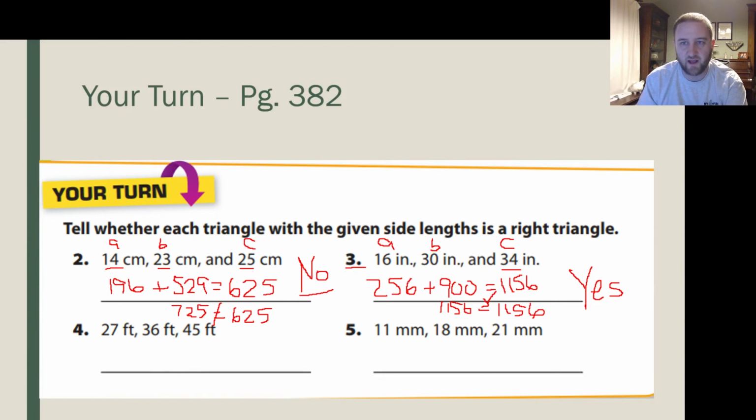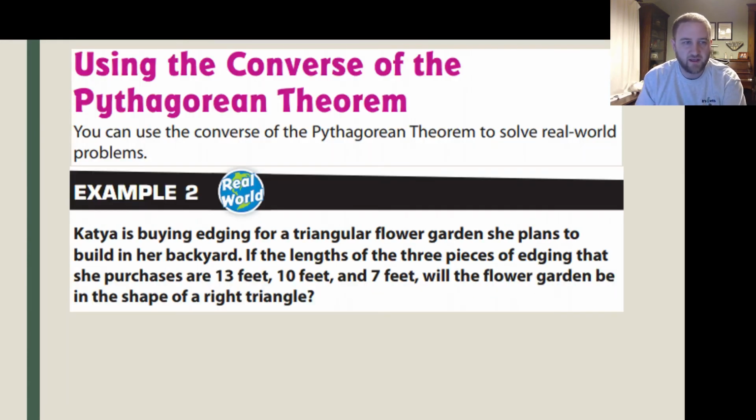Let's go ahead and move on to the next question. Here, Katja is buying edging for a triangular flower garden she plans to build in her backyard. If the lengths of the 3 pieces of edging that she purchases are 13 feet, 10 feet, and 7 feet, will the flower garden be in the shape of a right triangle? So we want to know if these 3 sides can be the shape of a right triangle for her garden.